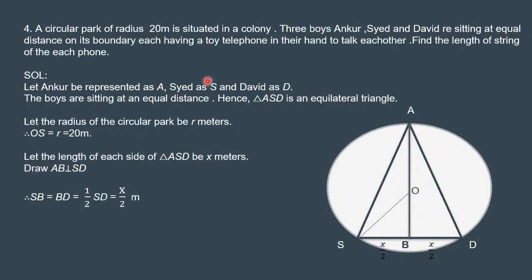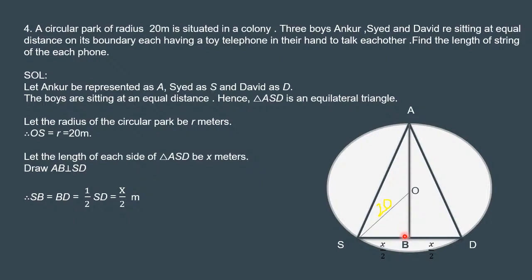Okay, it is given a circular park of radius 20 meters. So OS is the radius, which is 20. Now, three boys, Ankur, Syed and David, are sitting at equal distances, which means that Ankur is A, Syed is S and David is D. So they are at equal distances. So AS will be equal to SD, will be equal to AD. Let the sides be X, X, X. It is an equilateral triangle. So AS is X, SD is X and AD is X.